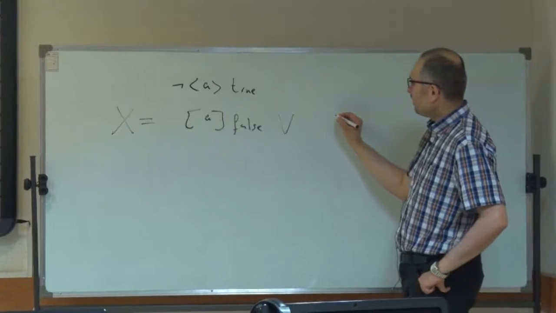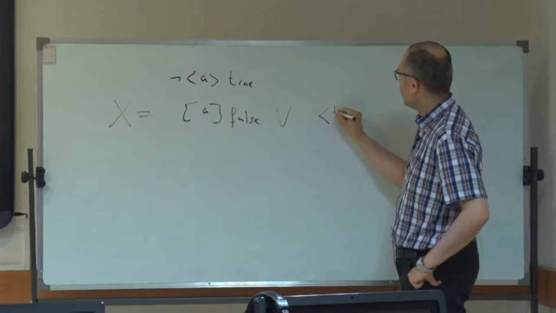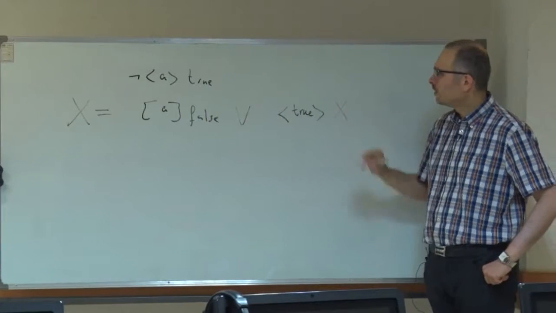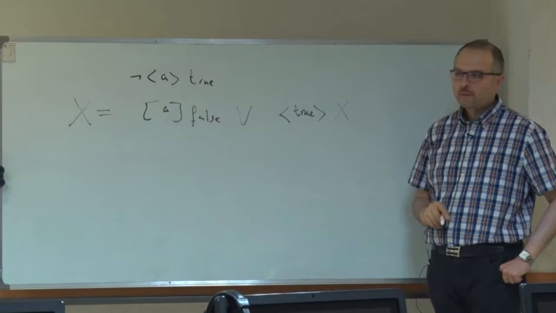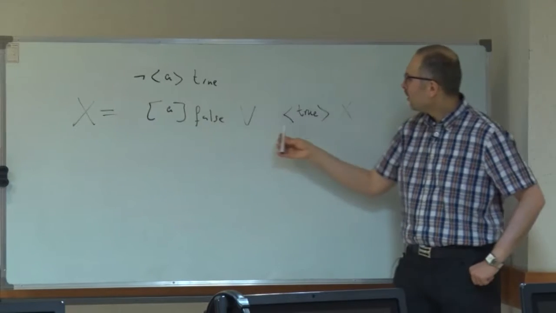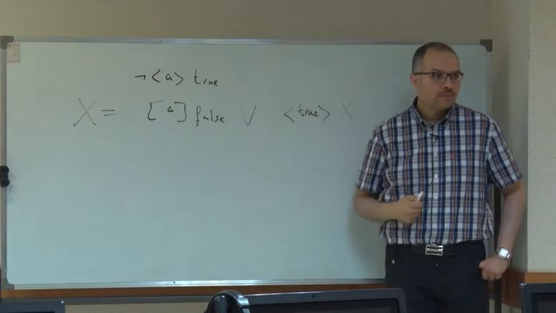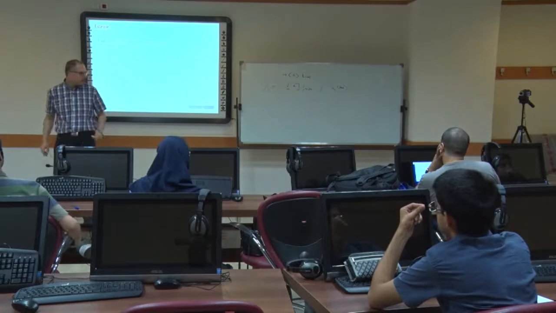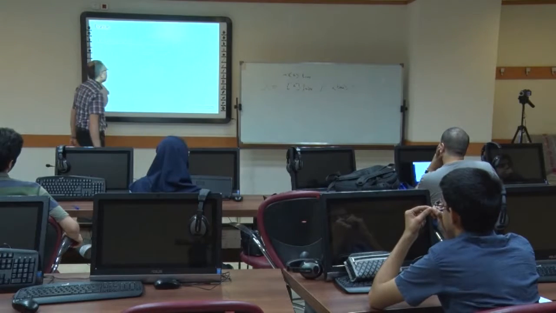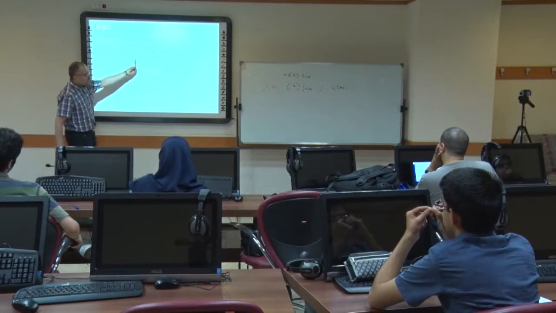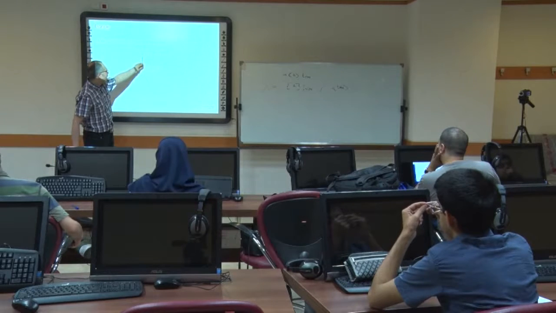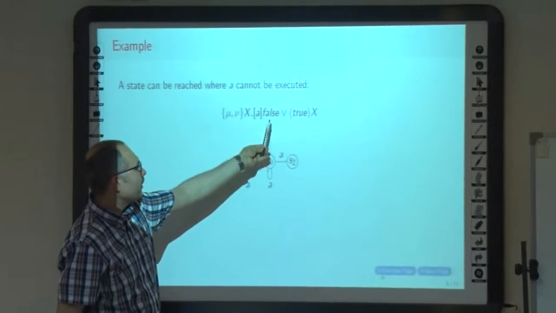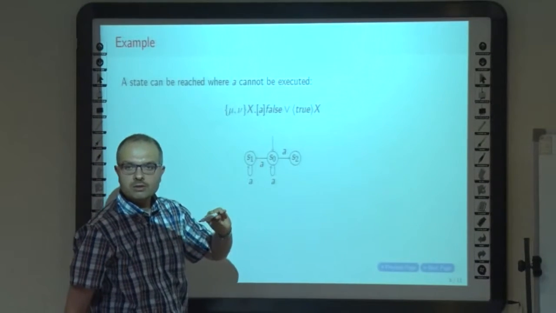Or I can do something after which x holds. Right? Either this holds right now, or I can do something after which x holds. Everyone agrees with this? So I guess this is what I wrote here: x is equal to box A false, or I can do something after which x holds. You agree?